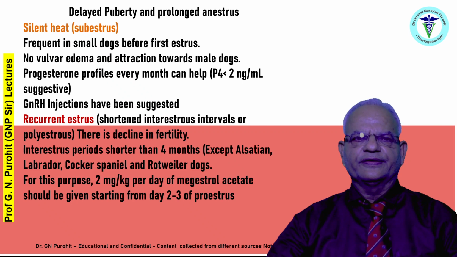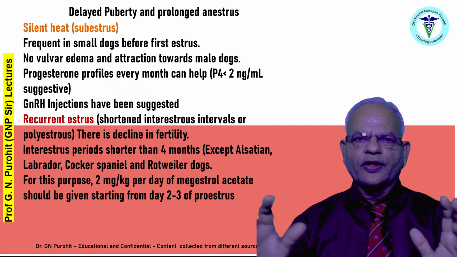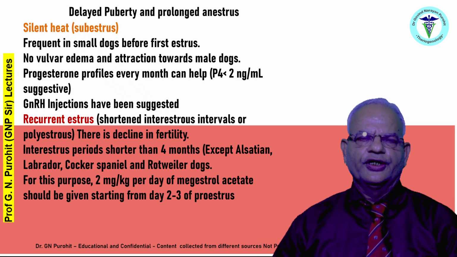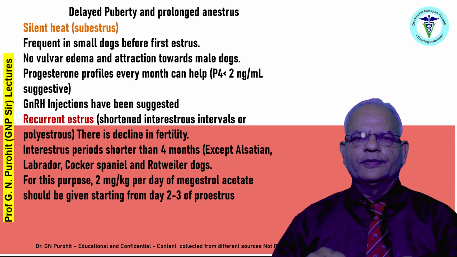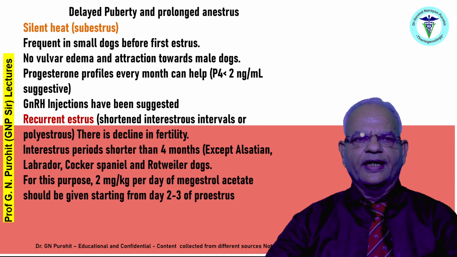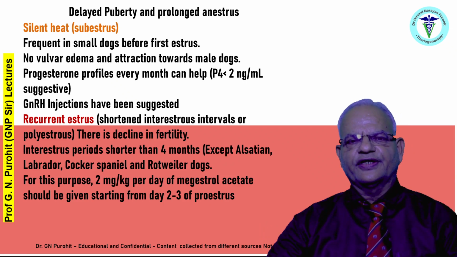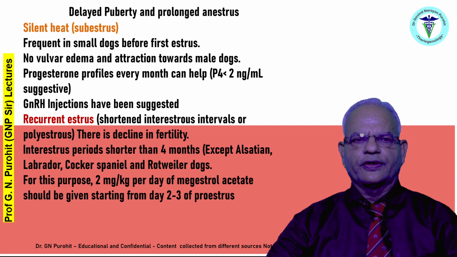Then silent heat or subestrus is frequent in small dogs before the first estrus. No vulvar edema, no attraction towards male dogs. Progesterone profile every month can help in detecting this. And GnRH injections have been suggested for such type of disorder.